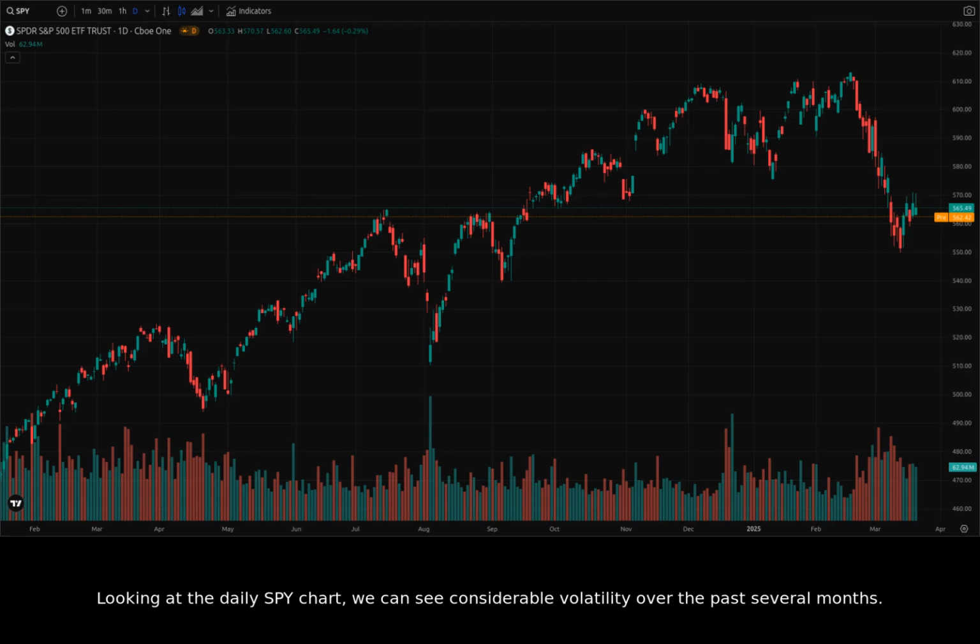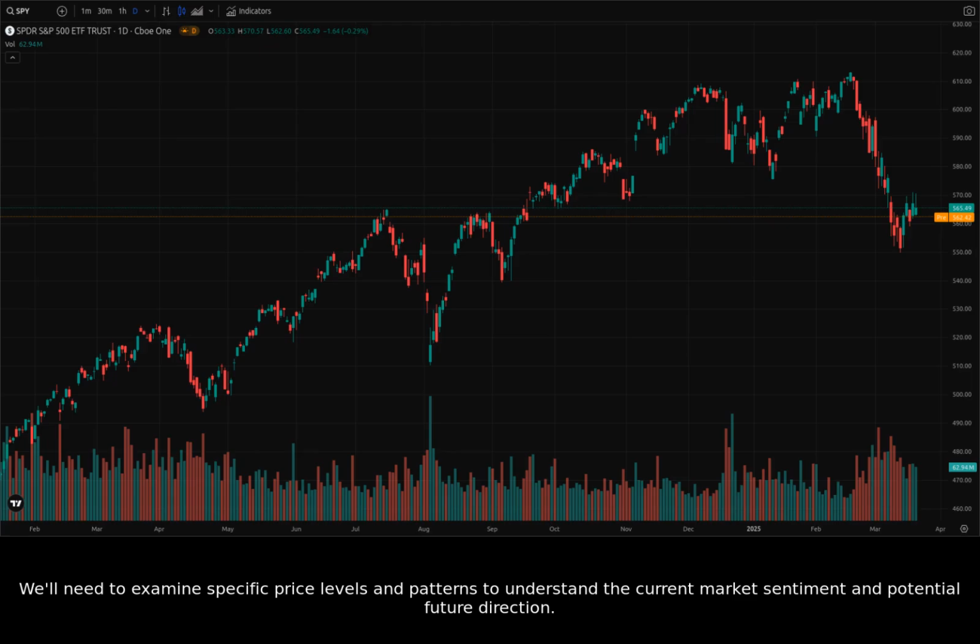Looking at the daily SPY chart, we can see considerable volatility over the past several months. There were rallies followed by pullbacks. We'll need to examine specific price levels and patterns to understand the current market sentiment and potential future direction.